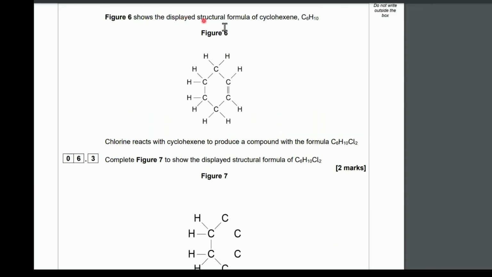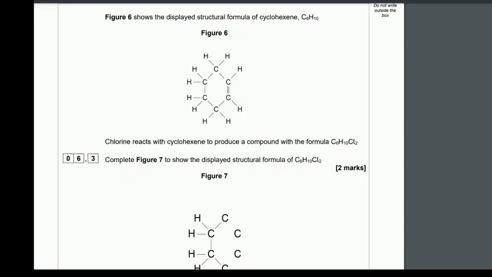Figure 6 shows the displayed structural formula of cyclohexene, C6H10. Chlorine reacts with cyclohexene to produce the compound with formula C6H10Cl2. Complete figure 7 to show the displayed structural formula of C6H10Cl2. When you get chlorine, where do you think the chlorine is going to join on here? Well, that's the only region that has some space where it can possibly join on.